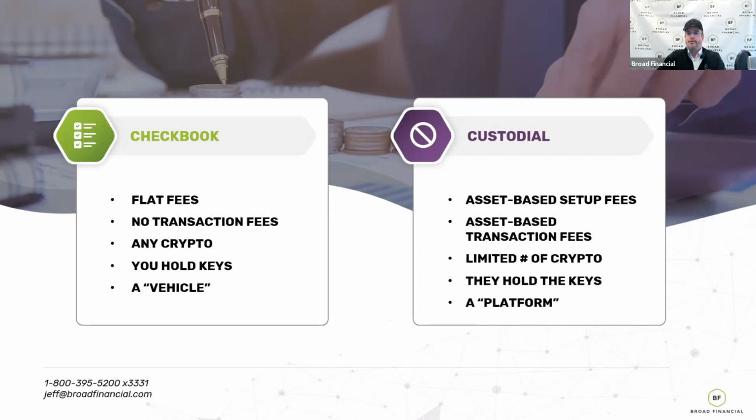Sometimes they charge you 1%. And if you have $1 million, you're paying more than if you have $1,000. So that's an important difference. I mentioned the asset-based fees are great for the company. They're terrible for the investor, the IRA holder.